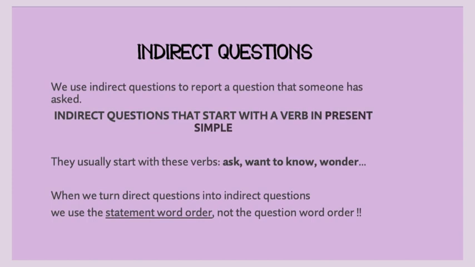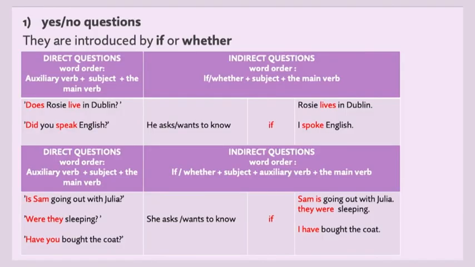Now look at the explanation in two different types of questions. The first group of questions is yes-no questions. Prva grupa pitanja su yes-no pitanja. To su pitanja koje zahtevaju potvrdan ili odričan odgovor. They are introduced by if or whether. Indirektna pitanja su predstavljena, odnosno započeta, rečima if ili whether. Look at the table.